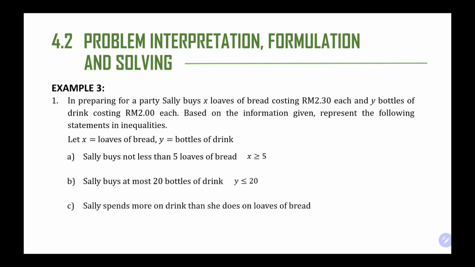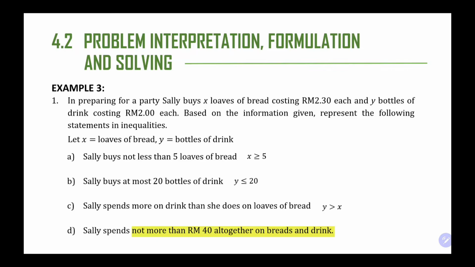And Sally spends more on drink than she does on loaf of bread. Means drink more than bread. So drink is y, y greater than bread, x. So y greater than x. And next, Sally spends not more than RM40 altogether on bread and drink. Cost for bread is RM2.30 and cost for drink is RM2. So we add all together, 2.3x plus 2y, not more than. So we use less than or equal to 40.